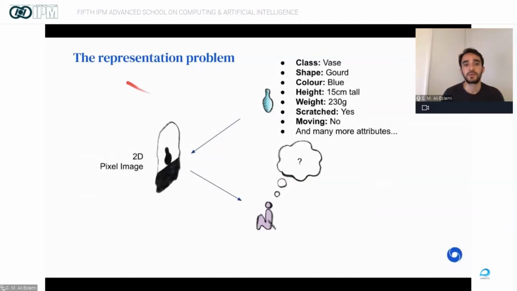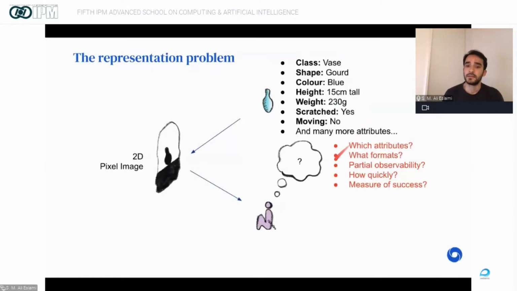Now, what I call the representation problem, it stems from the fact that actually, any object or any scene or any aspect of reality has many attributes that you might want to represent. So of course, there's the class of the object, but the object has a shape, it has a color, it has a height, it has a weight, maybe it has a property like whether it's scratched or not, maybe it's moving, maybe it's not.